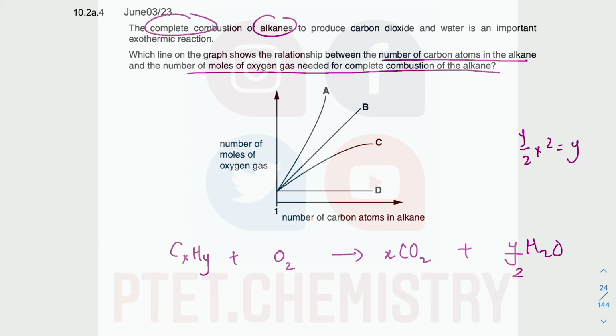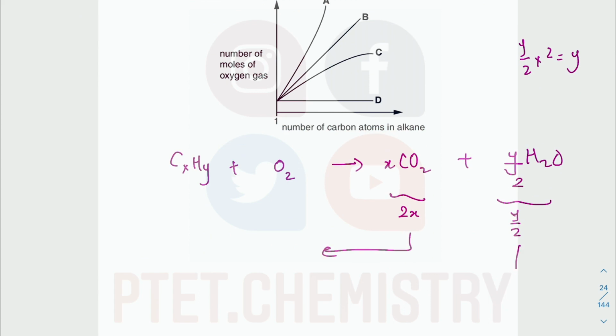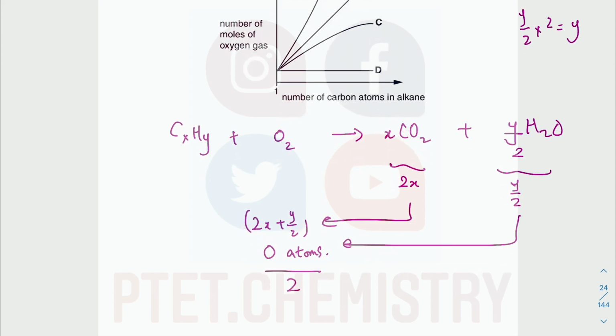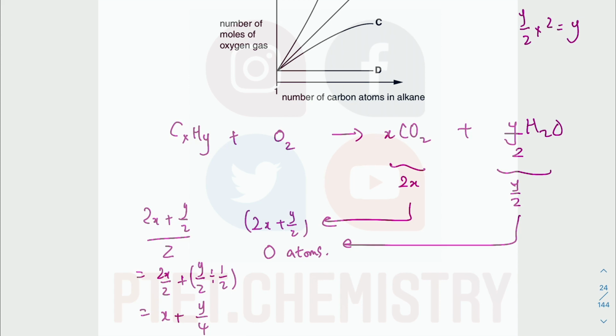When I do all that, how many atoms of oxygen do I have? I will have 2x, I will have y over 2 oxygen atoms. So what I do is, that goes there, I will have 2x plus y over 2 oxygen atoms, okay? But I have a molecule, so what do I need to do? I need to divide by 2. So when I have 2x plus y over 2 divided by 2, it becomes 2x over 2 plus y over 2 divided by 2, over 1 over 2. And that will give me x plus y over 4.